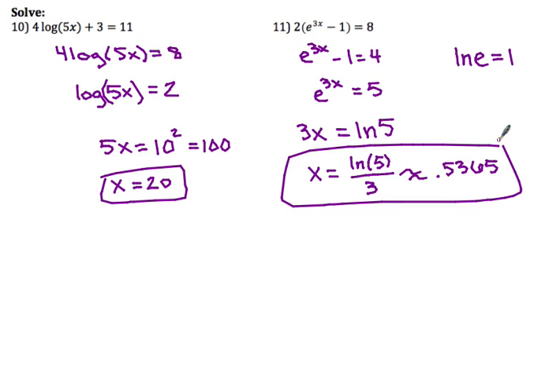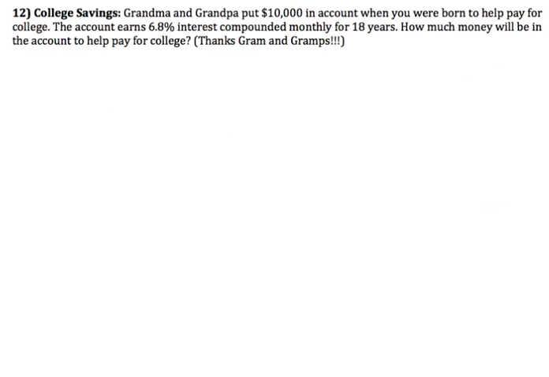Okay, now we'll get into some of the fun story problem stuff, some of the actual applications. College savings: Grandma and Grandpa throw $10,000 into an account for you. Thanks, Grandma and Gramps. We want to see what this is going to grow into. So our simple interest is going to be the amount that we start with, or the principal payment, which in this case is $10,000. And then we're going to let it grow with compound interest, 1 plus 6.8%, which as a decimal is 0.068.